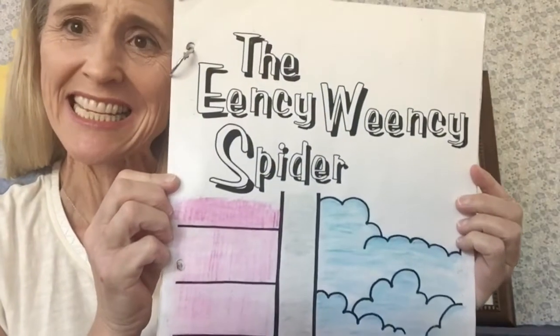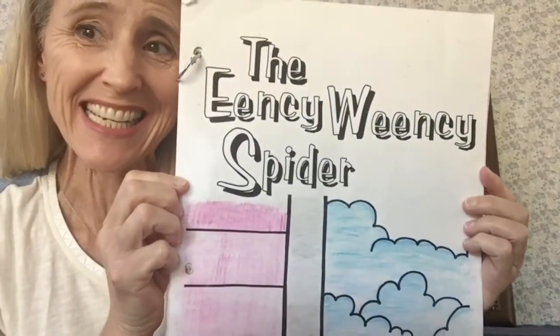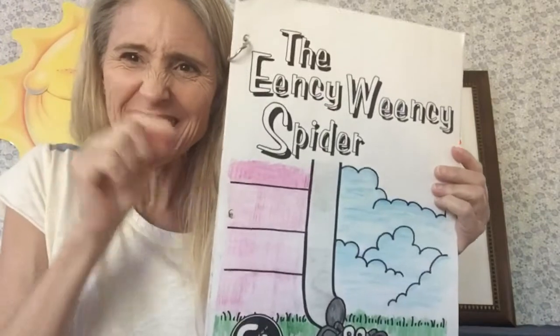We're gonna do a little bit of math, but before we get started, we're gonna do a little song about the Eency Weency spider. That means he's a little tiny thing.